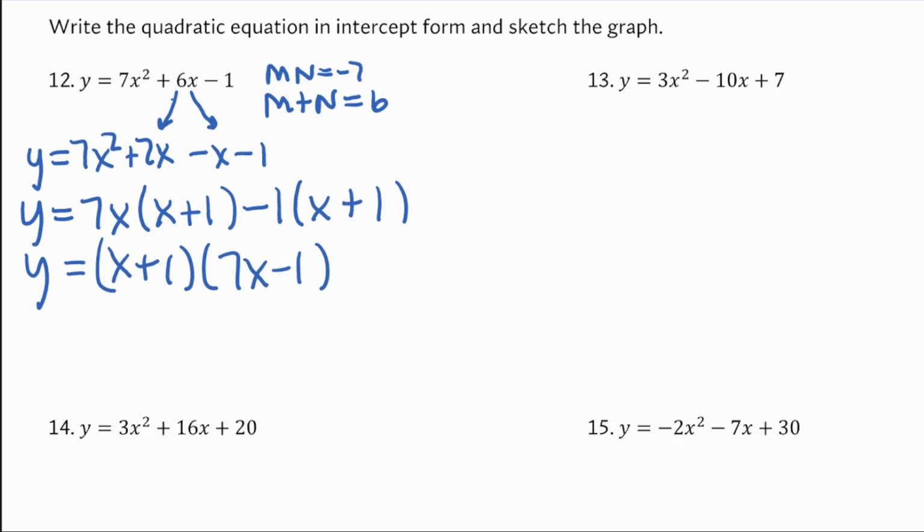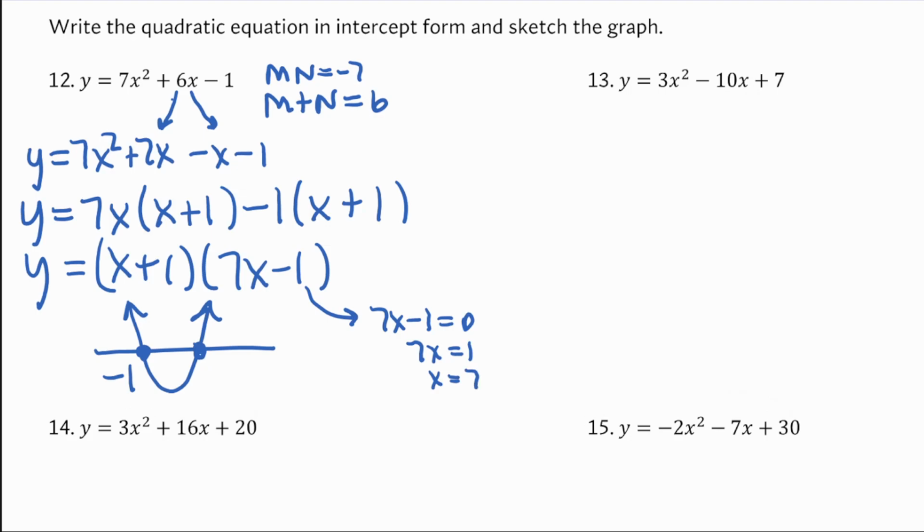So I'm going to sketch the graph. Okay, I've got my two zeros. The first one's going to be over here where x is equal to negative 1, because that would make that first factor equal to 0. For the second one, I need to find out where 7x minus 1 is equal to 0. I'd add 1 to both sides, divide both sides by 7. And that's okay. x equals 1/7. All right, and that's a good sketch.